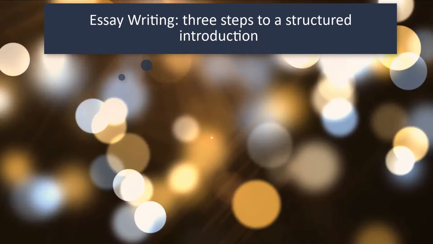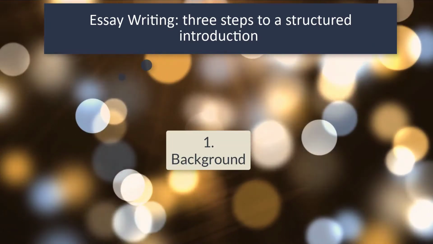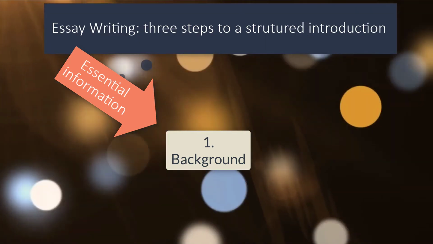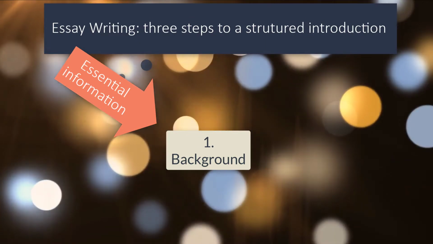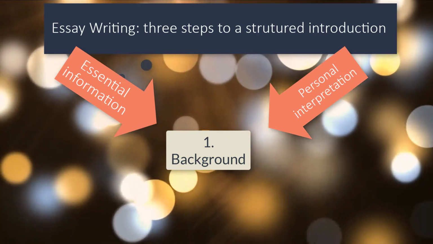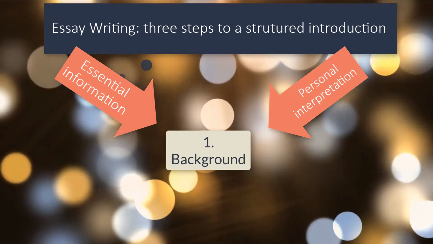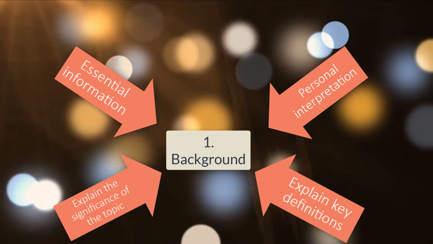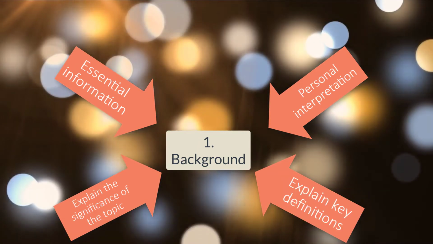Start by giving the reader some background or context so they understand the topic. This might include essential information which is crucial to your understanding of the topic, and here you may even need to include your own personal interpretation of the question or brief. You may want to explain the significance of the topic and why you are discussing it, along with explaining any terms which are key to the content of the piece.